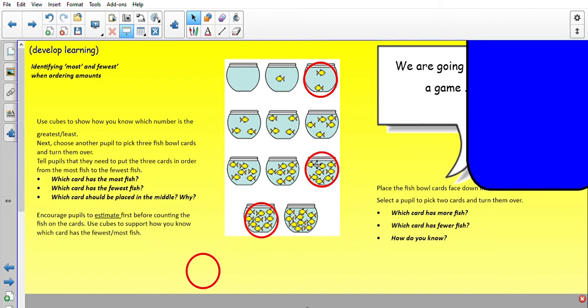Now why is it in the middle? Well, it's in the middle because 8 is greater than 2 or more than 2, but 8 is less or fewer than 9. So 8 has to go in the middle. Brilliant. So I will send this home for you to be having a go with as well, to see if you can choose 3 cards, find out which one has the most, which one has the fewest, which one goes in the middle and why it goes in the middle. Remember, you could use your keywords, your star words, to help you explain why it has to go in the middle.